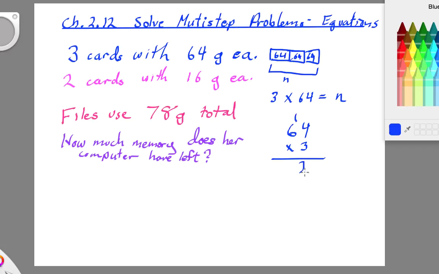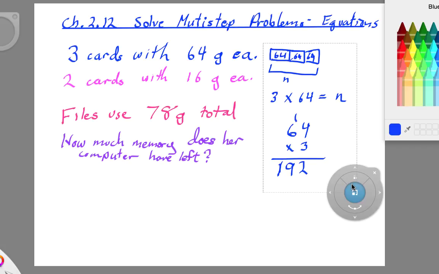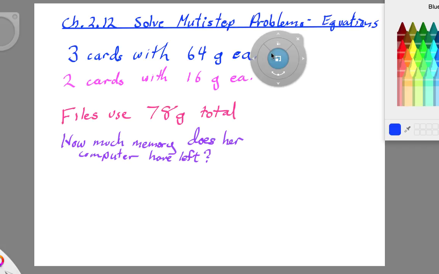So we're going to just work through this problem. 3 times 4 is 12. Carry that 1 over to the tens place. And 3 times 60 is 180, plus 10 is 190. We don't have to worry about that. We'll just go 3 times 6 is 18, plus 1 is 19. And it ends up being 192. Okay, because I'm running out of space, I'm going to remember that number 192, and I'm going to delete this. And this total is 192.